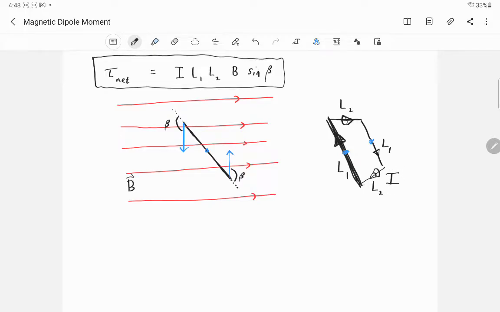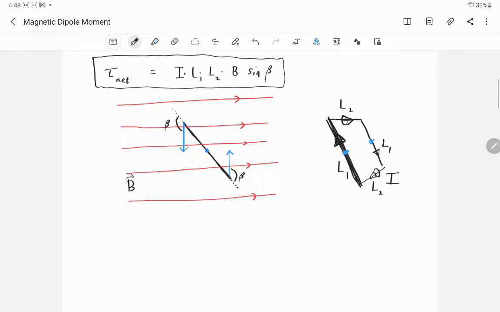The height of the rectangle is called L1, and the width of the rectangle is called L2. And you can see that L1 and L2 and the current I all show up in this expression multiplied. And then there is this angle. The angle beta was from calculating torques. And you can see what that angle beta is in the diagram.